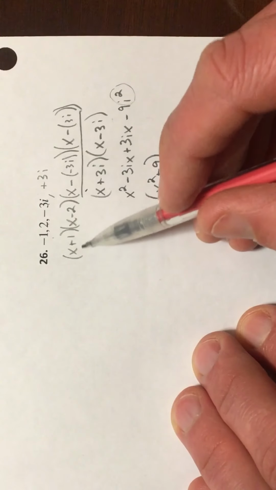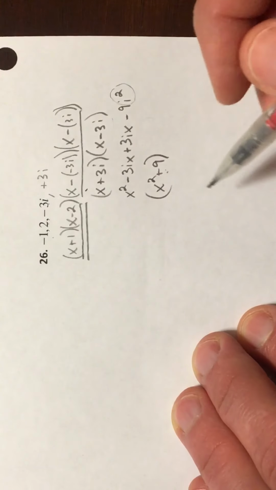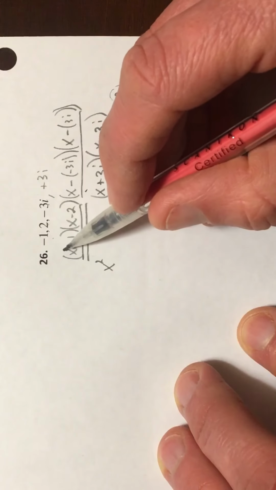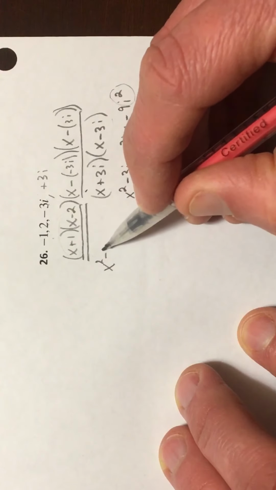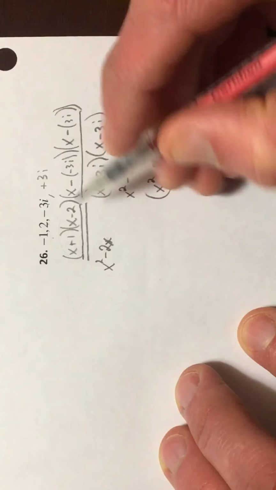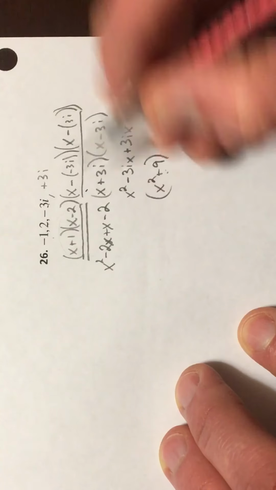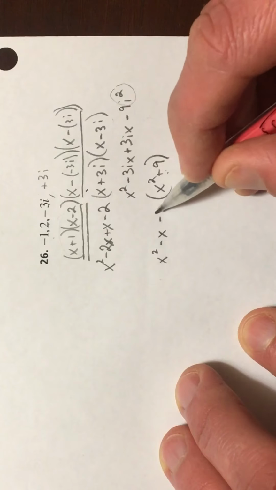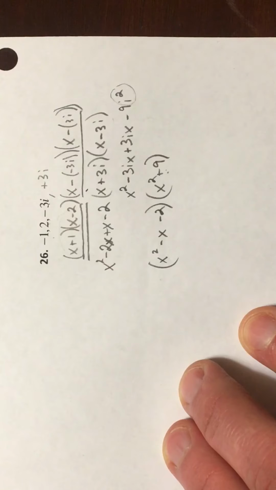So now I'm going to do these 2 binomials. So that is going to be an x squared. My outside will be a minus 2x. I might as well just write it. My inside will be a plus x and then minus 2. So combining, I'll have a minus x minus 2. There's the trinomial from these 2 binomials.